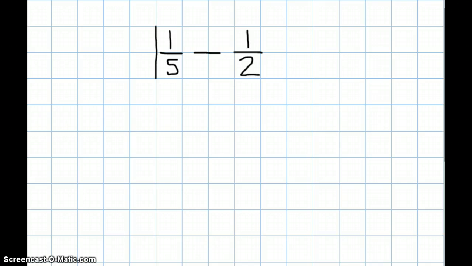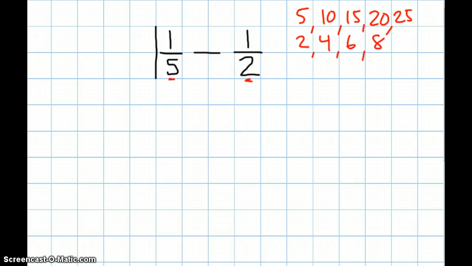Okay, so what we're going to do is first look at our denominators, 5 and 2, and we're going to need a common denominator. So we want to find the least common multiple. So over here on the side, I'm going to first write my first 5 multiples of 5, and underneath that, my first 5 multiples of 2. Okay, so I look there, and sure enough, I do have a common multiple, 10, and so 10 is going to be the common denominator that we're going to use.